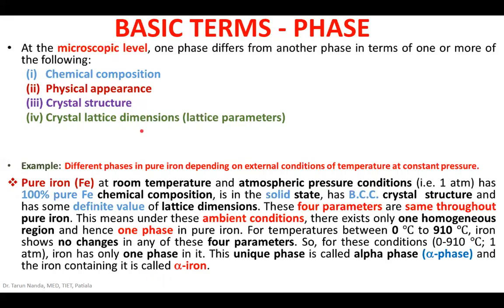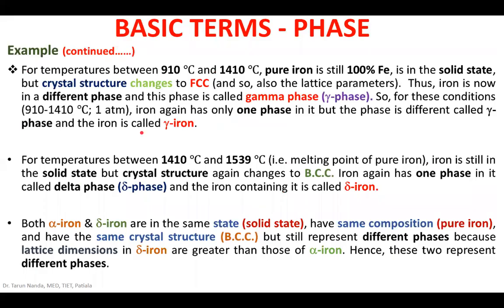So this BCC iron that you are seeing is containing a different phase called delta phase, and as such the iron would be called delta iron.